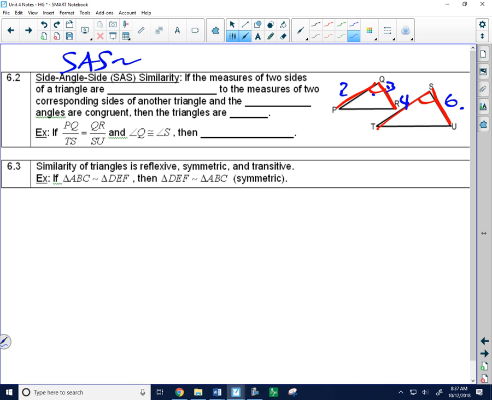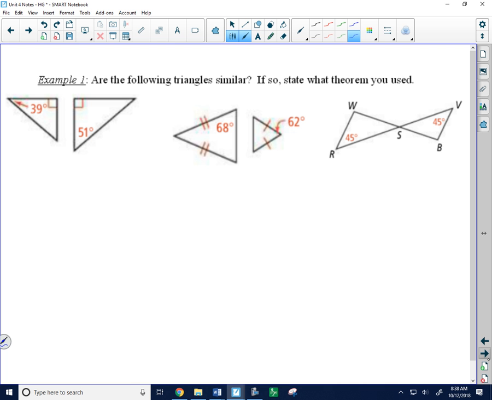Any initial thoughts, anything to add? So very, very related to what we've been doing. All right, I'm going to pick and choose a few of these. I'm not going to do all of them, but let's try a couple here. Are the triangles similar? And we'll state one of those 3, or we could say no, they're not.